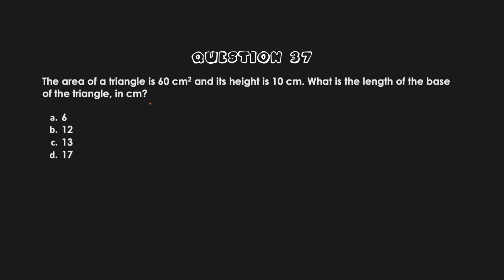So they're telling us the area of a triangle is 60 centimeters squared and its height is 10 centimeters. What is the length of the base of the triangle in centimeters? So let's draw a triangle here just for perspective. So we are saying that the area in here is equal to 60 centimeters squared. Now it says the height is 10 centimeters. We need to figure out what this is.